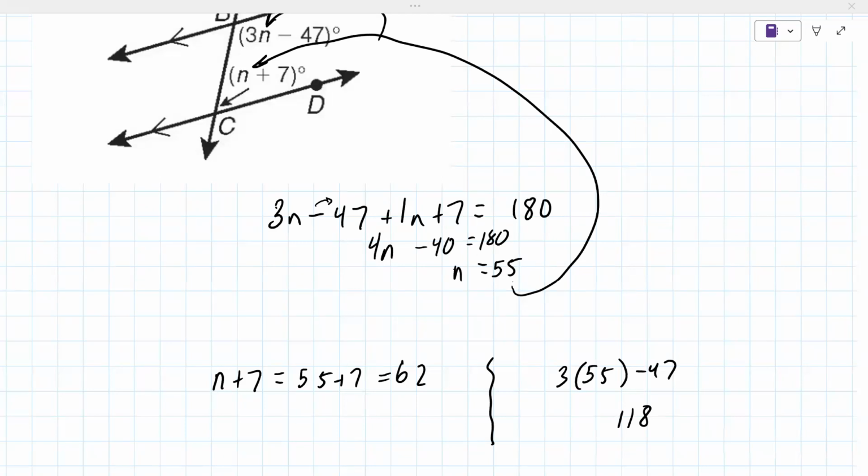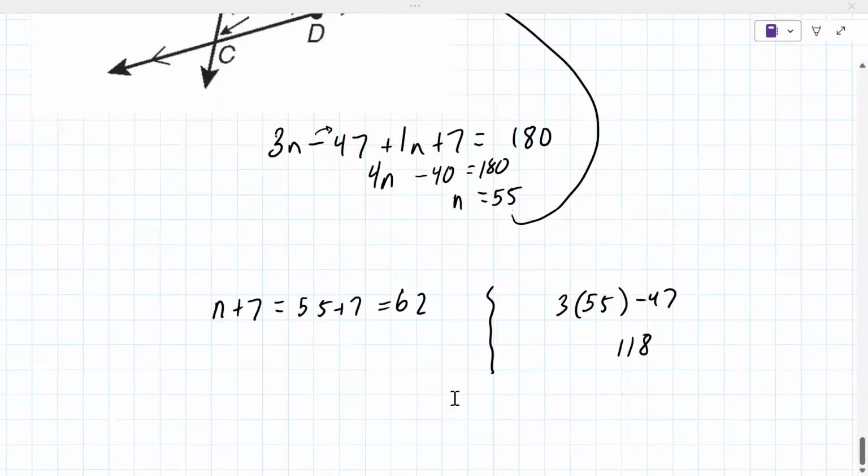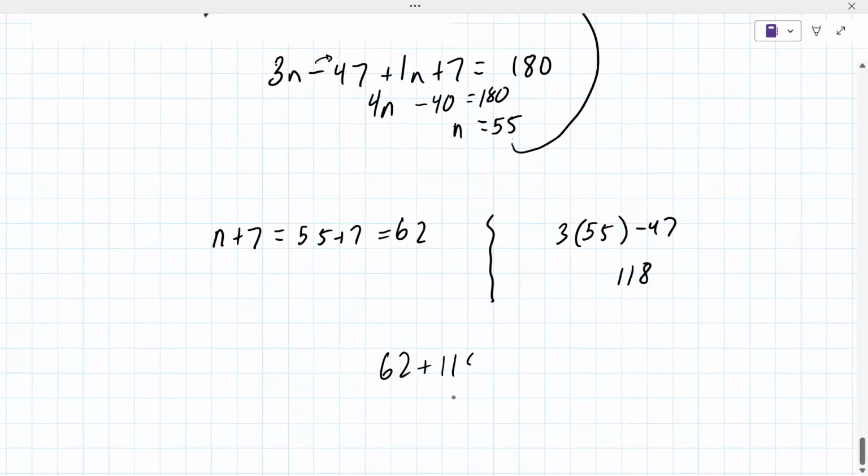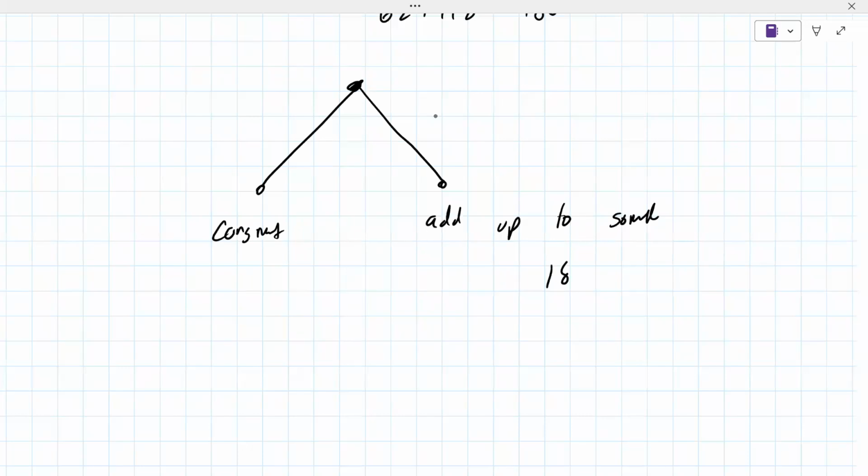Got it. 118 plus 62 equals 180. 180 degrees. Yep. Now, what this shows you is that you should always check your answers, making sure that you're right before you move on to the next question, if you have time. Again, the two types of problems you're going to see is the angles are either congruent or they add up to something. Right now that something is 180. It might change depending on where you are in the course, but that's where we're at.